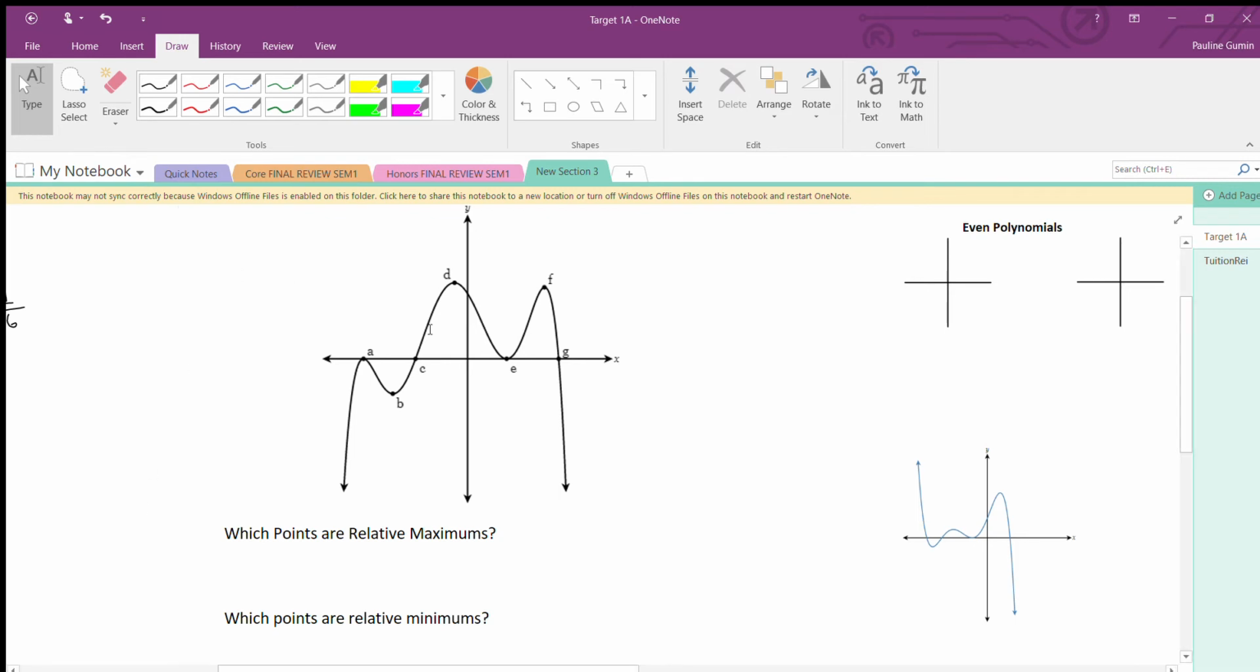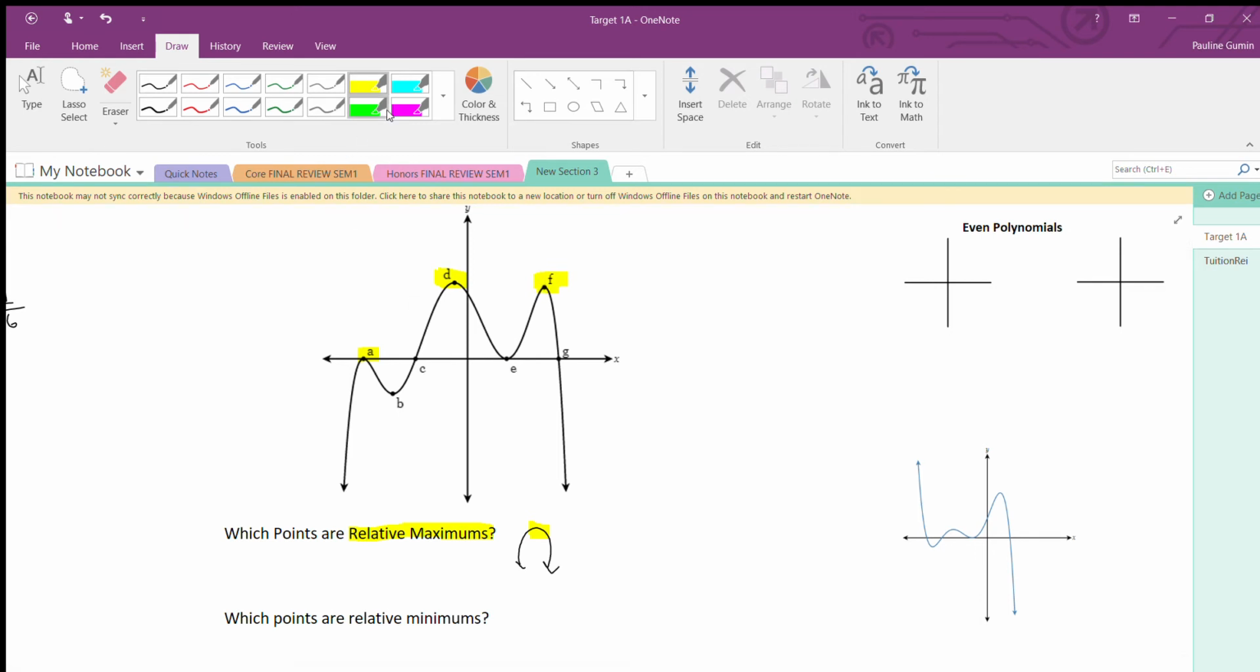Okay. So when we talked about relative maximums, what we were talking about are high points. Not the highest, but high points that are in our function. Well, let's see. This is a visual thing. These relative maximums have to exist on the top of a hill, so on the top of a U-shape. So let's find those upside down U-shapes. We have A, we have D, and we have letter F.